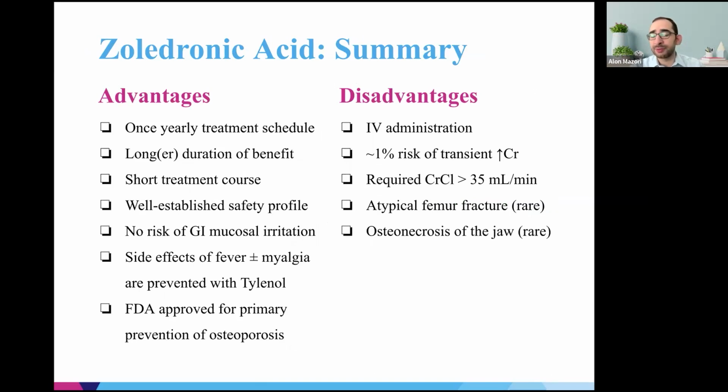Side effects with the first infusion in particular could be fever or myalgia, and these can be effectively prevented with Tylenol. It is also FDA approved for primary prevention of osteoporosis.